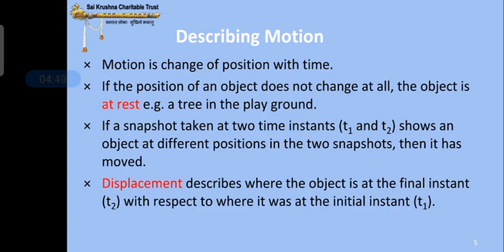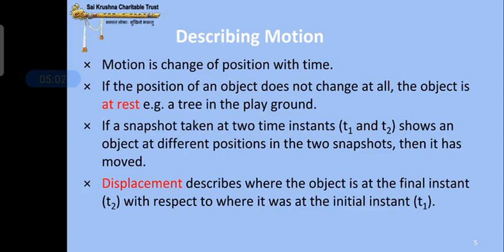Which means what? Say time T1. So at time T1, if an object is at some position, okay, and at time instant T2, if the object has moved to some other place, which means that the object has moved. So therefore, time plays a very important role, okay, to describe whether an object is at rest or in motion.